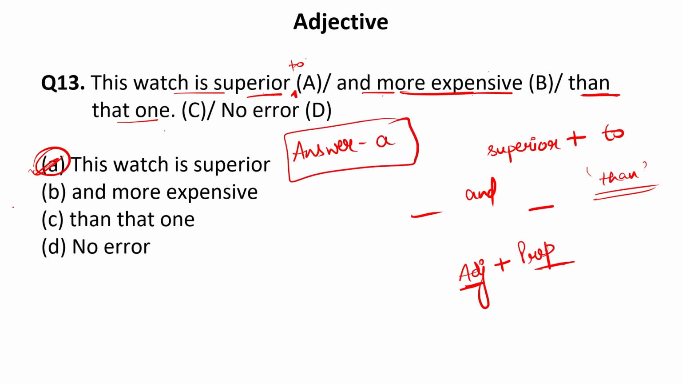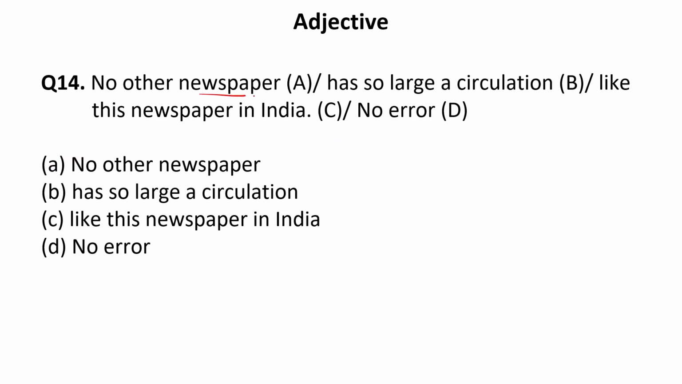Now let us move to the next one. No other newspaper has so large a circulation like this newspaper in India. When there is "so large a circulation," we use "as" with it to show the examples. Therefore, the error is in part C, where "so" and "as" make the pair to show the example. So our answer is C. "Like" has to be replaced with "as."